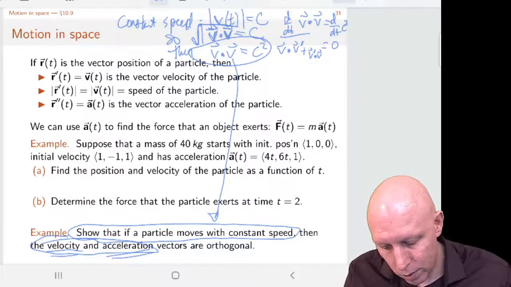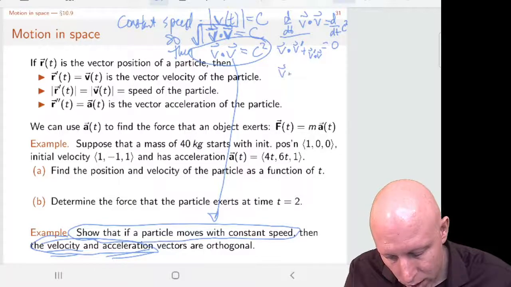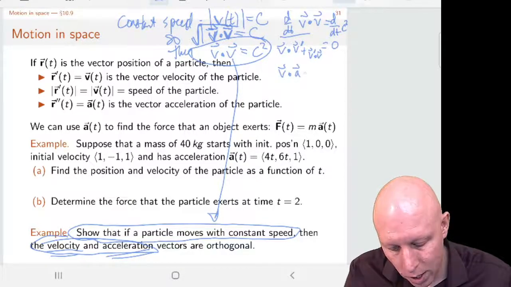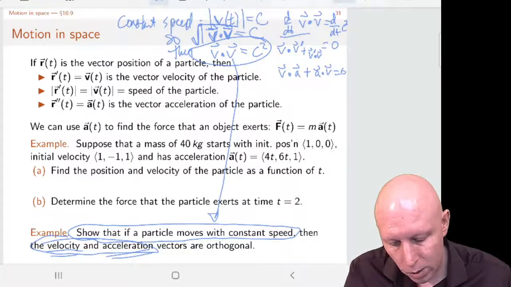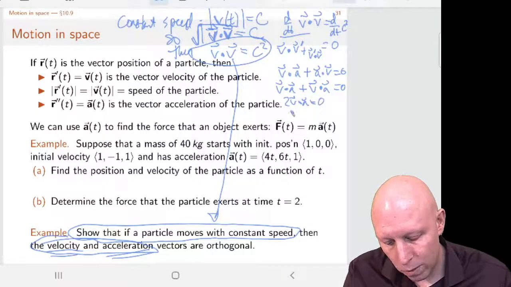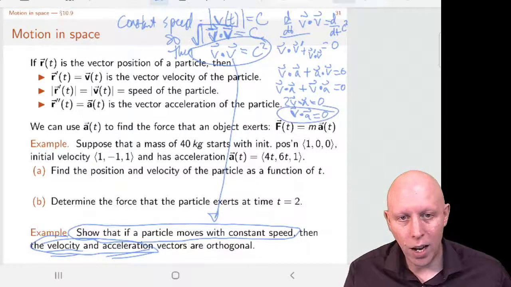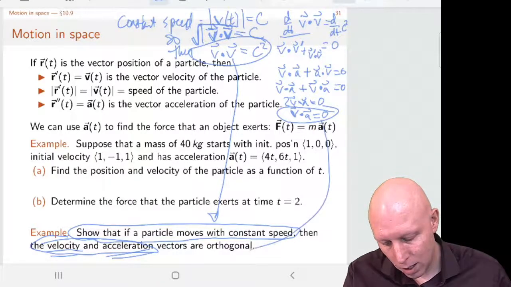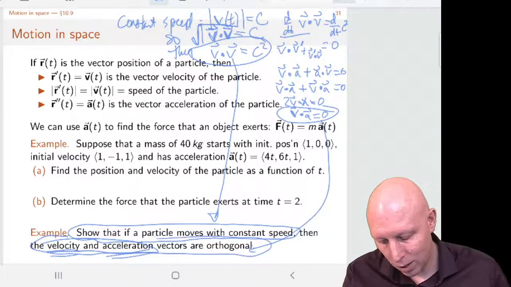Oh wait, the derivative of the velocity is the acceleration. So we get v dot a plus a dot v is equal to 0. And a dot v is the same as v dot a. And so that's 2 times v dot a is equal to 0. So v dot a is equal to 0. And what does that mean? That means that the velocity and acceleration vectors are orthogonal.